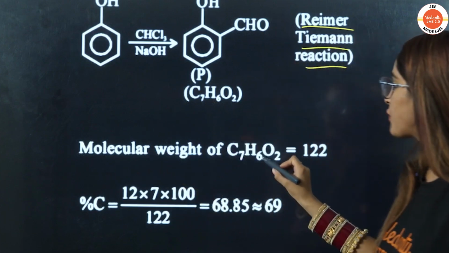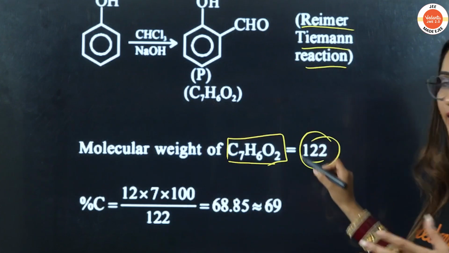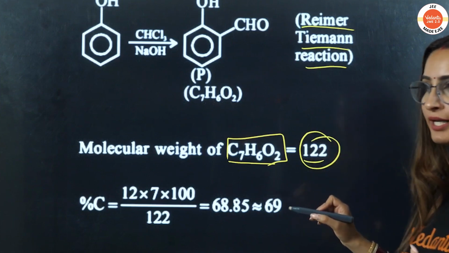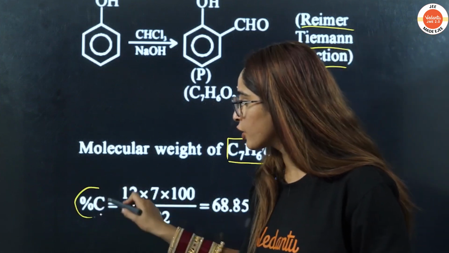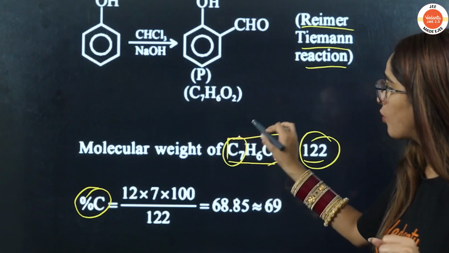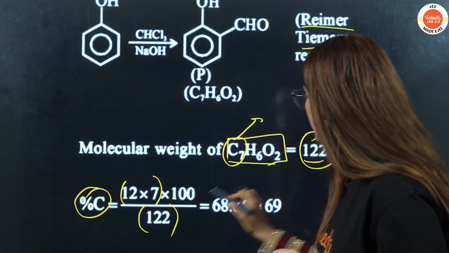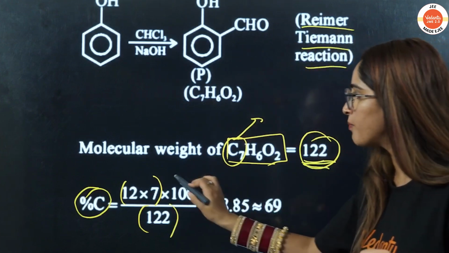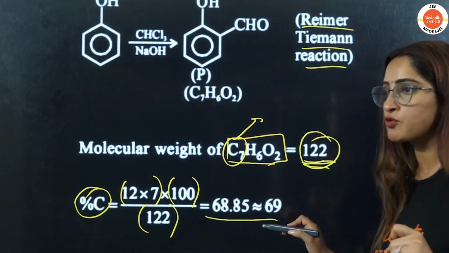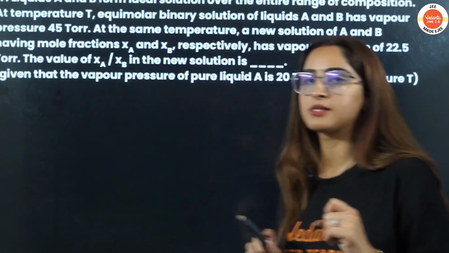Molecular formula is C7H6O2. Molecular weight is 122 after calculating the molar mass here. They are asking you the percentage of carbon. Percentage of carbon is the mass of carbon here, that is 12 into 7, divided by the total molar mass of the compound, multiplied by 100, that is going to be approximately 69. That is the correct answer.